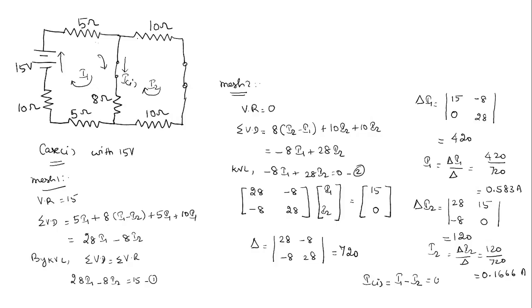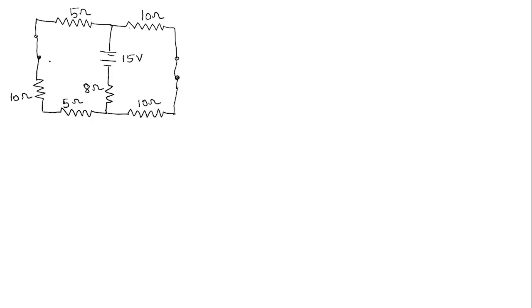So here again I1 is 0.583 and I2 is minus 0.166. So the answer will be equal to 0.417 ampere. So this is the current in case 1. Okay. So this is the case 1 current, 0.417 ampere. Next we'll solve the second case.